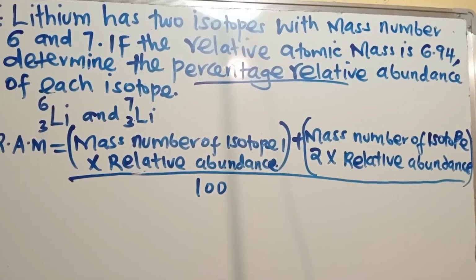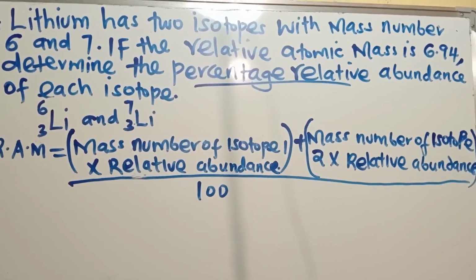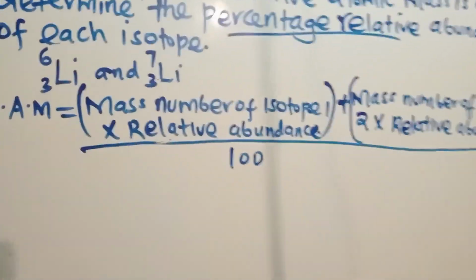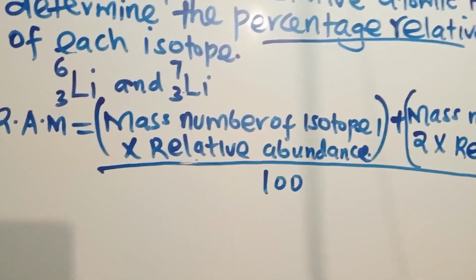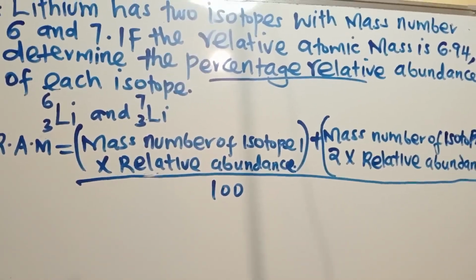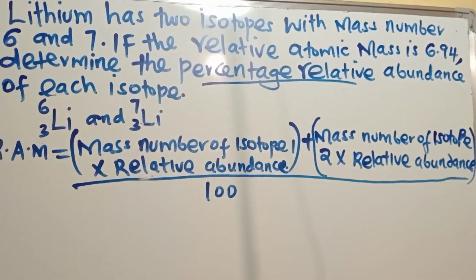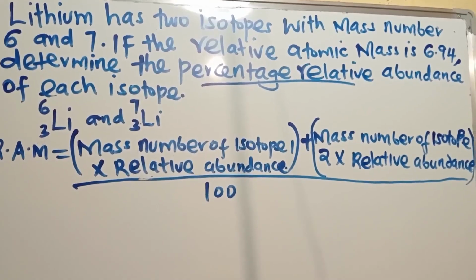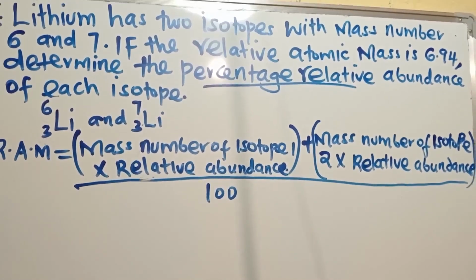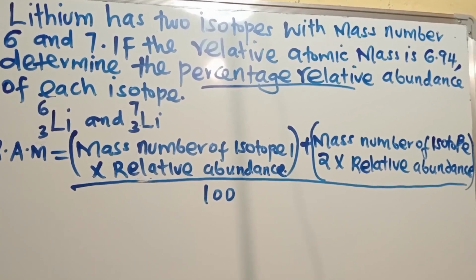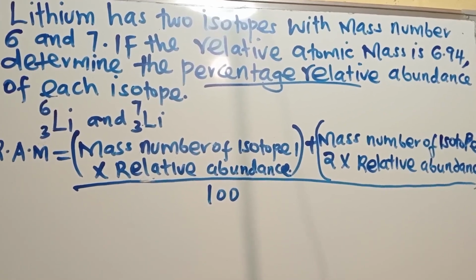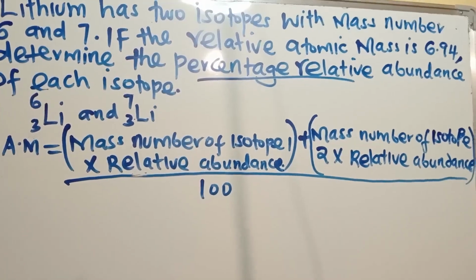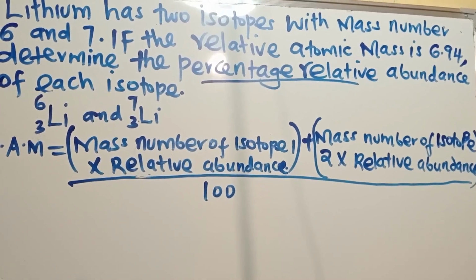So we put what is there, so that we can know what is not there, and how we can determine it. So from there, we remember that relative abundances usually add up to 100. That is a very important point to note. Relative abundances usually add up to 100. So relative abundance of isotope 1 and relative abundance of isotope 2, both of them should add up to 100.